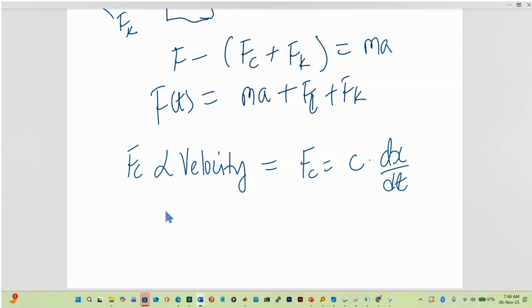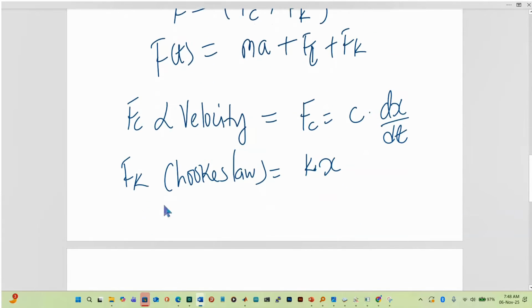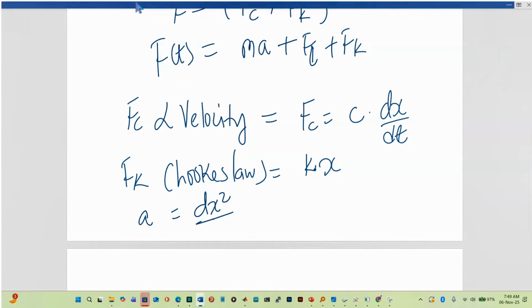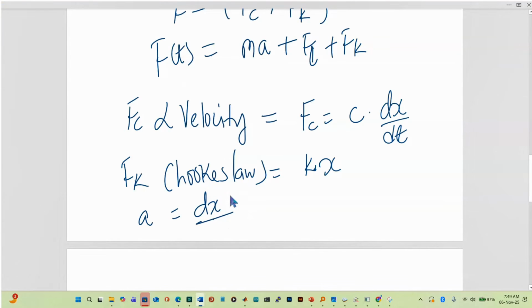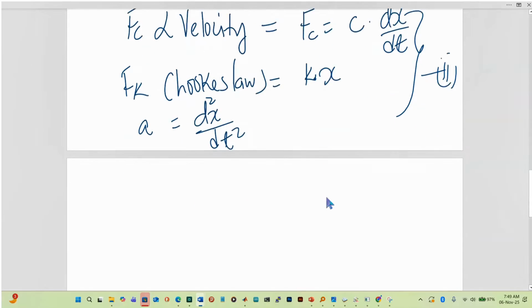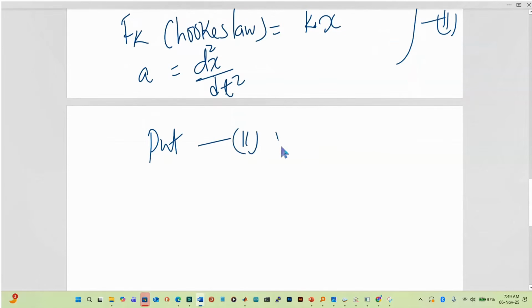What about Fk? We shall use Hooke's law, and this is going to be k times x. Very important concepts that we must remember. Then what is the a? A is also d2x by dt2. So this is equation 1, and we say this is 2. So we substitute 2 in 1.